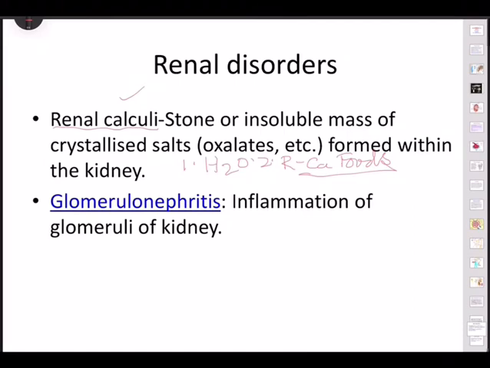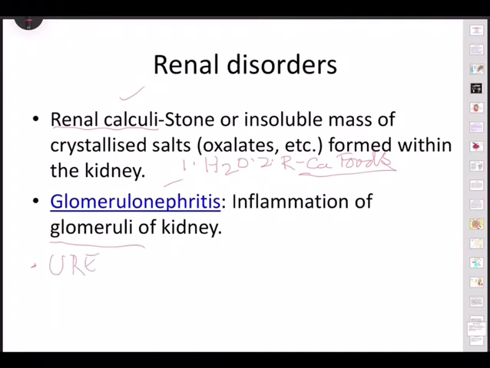And then the second one is glomerulonephritis. This is inflammation of the glomerulus. Remember that glomerulus network. It may be due to injury, it may be because of infection from bacteria, and sometimes it is related to allergy to the drugs that one is taking. So drugs also may cause this nephritis.